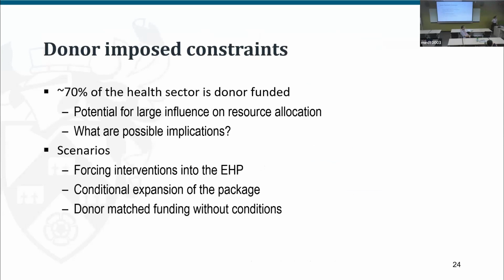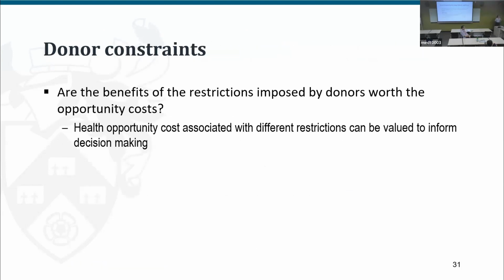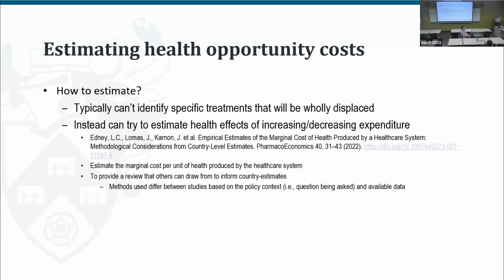So in the interest of time, I'm going to skip over the donor imposed constraints. But you can use the same type of analysis to look at donor imposed constraints and inform negotiations with donors to make sure that the government is on the same page as donors in terms of what should be provided. But I'm going to skip straight ahead to what I think is probably the more interesting section for a lot of you here, and that is estimating health opportunity costs.